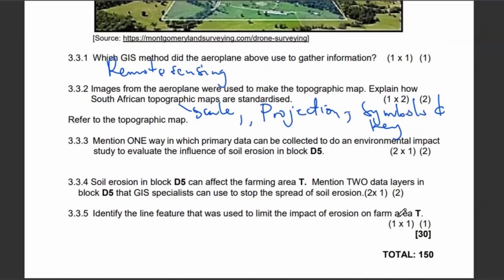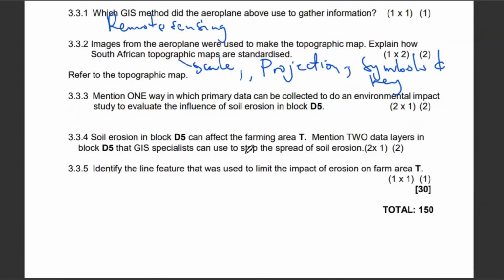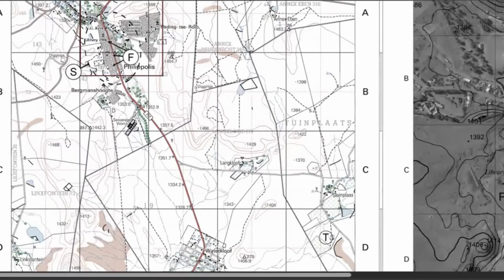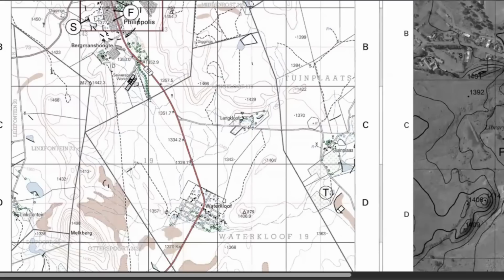Going on to the next question: mention one way in which primary data can be collected to do an environmental impact study to evaluate the influence of soil erosion in block D5. Primary data can be collected to do an environmental impact assessment in block D5. Let's check block D5 on the topographic map. This is block 5, and block D is this one. There is soil erosion here. How can we access information to do an environmental impact assessment in this area? How can we collect primary data?